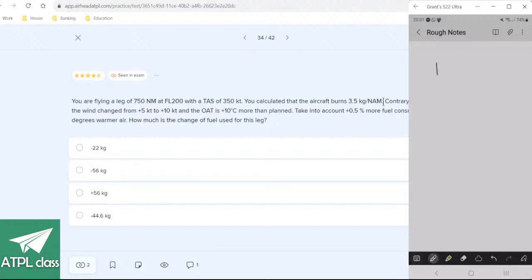True airspeed of 350. Using the proportion thing again. 350 equals nautical air miles. It was +5 knots, meaning a 5 knot tail. It's good for us. And the nautical ground miles is 750. We'll work out the nautical air miles from that. 350 times 750 divided by 355, and we get a nautical air miles of 739 nautical air miles. That is the one for +5 knots.